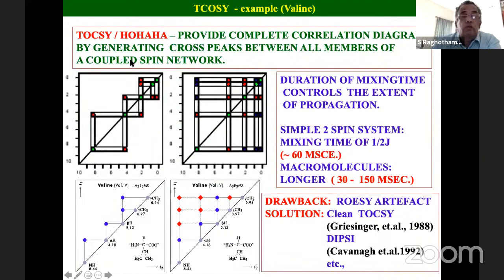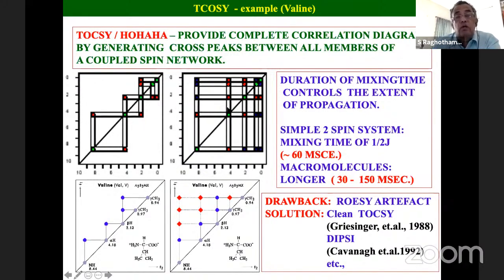Now, this is how the spectrum would look. This is the valine spectrum I have taken. This would be the diagonal. So starting with NH, it goes to the alpha, alpha to the beta, beta to the methyl. So it goes stepwise, and the same thing can be clearly seen here. This I've already shown you: NH to the alpha, alpha to the beta, beta to the 2 gamma methyls.